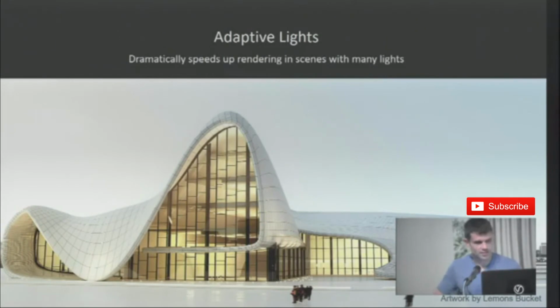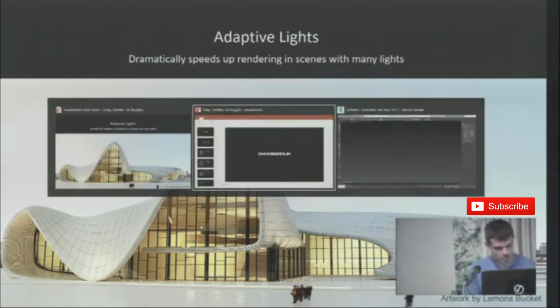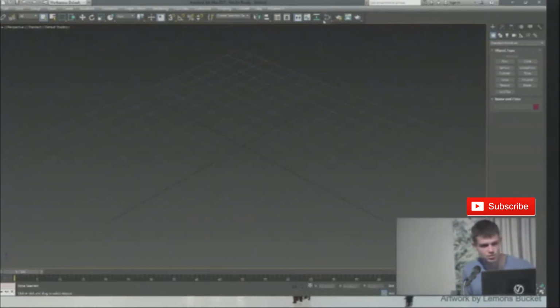And the first and really cool one is called adaptive lighting. So in V-Ray 3, we introduced something called probabilistic lighting. So let me jump into 3ds Max and show you that real quick.